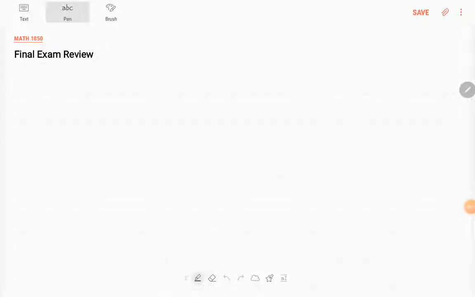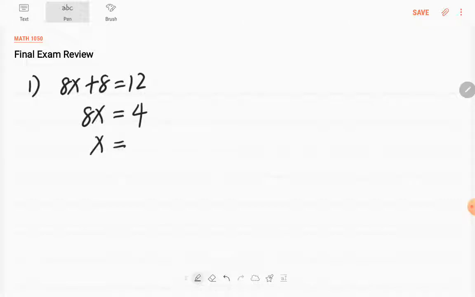Let's look at the final exam review problem in your worksheet. And the first one, we have 8x plus 8 equals 12. Solve for x. So we subtract 8 on both sides. You will have 8x equals 4, then divided by 8. So you have 4 over 8, which means 1/2. Okay?